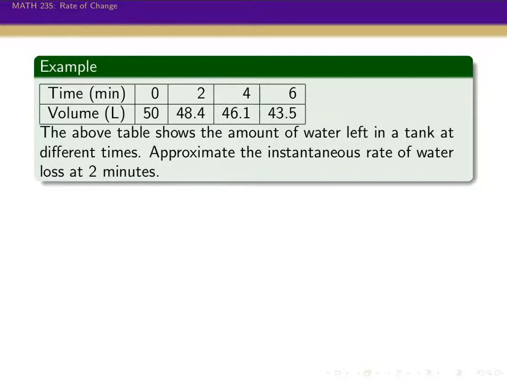And so in this table, we have water leaving a tank. At time 0, the tank is starting off with 50 liters of water, but then after a couple minutes, water has been flowing out. And we want to approximate the instantaneous rate of water loss at 2 minutes. Okay, so let's say our function here, our volume, we've got to name it something, so let's call it V of t, where t is talking about time. And so we want to know the instantaneous rate of water loss at 2 minutes.